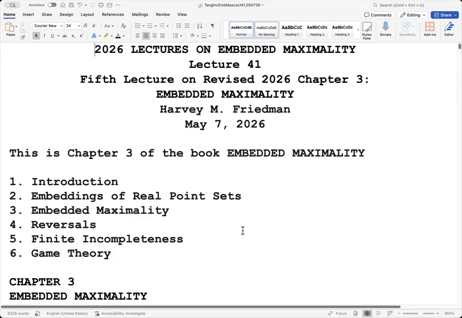And the plan is, I believe, I'm either going to talk about chapter 2, embeddings of real point sets, or chapter 5, finite incompleteness. I'm not sure which. It depends on what happens, but we're going to do 2 or 5 next time, and then 3 will be... 4 is already on my downloadable manuscripts page, and this one will go on the downloadable manuscripts page sometime before next week.